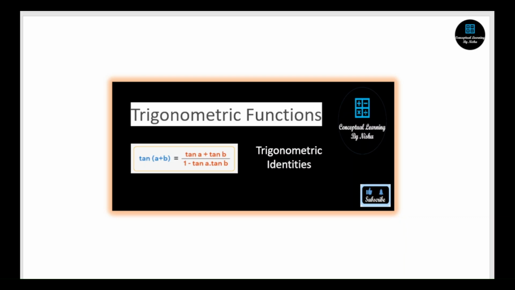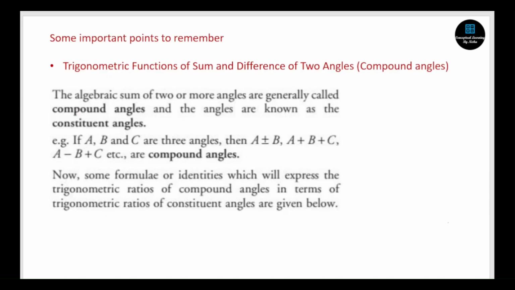Hello everyone, welcome back. Today we'll learn some trigonometric identities under trigonometric functions, right? So I'm covering very important identities which are related to sum and difference of trigonometric functions of two angles, or I can say compound angles. When I say compound angles, they are just addition or subtraction of two angles or more than two, right? So let's learn some formulas and then we'll solve some problems based on those.